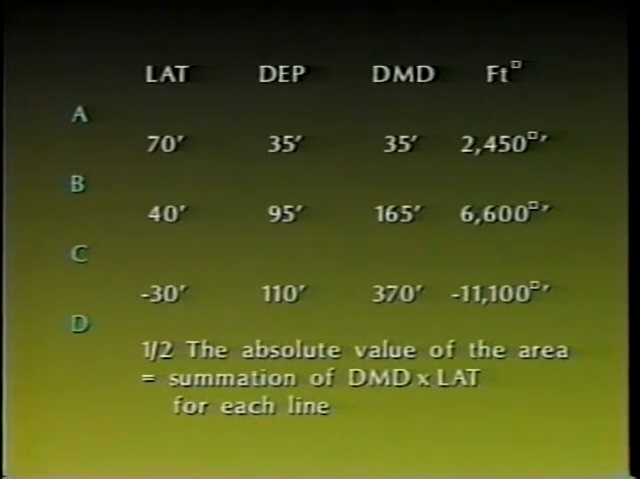Under this heading, list in column the DMD for the corresponding line. The fifth column is square feet or double area. Under this heading, you will have two columns, plus and a minus. Under the appropriate column, plus or minus, list the double area for the corresponding line.